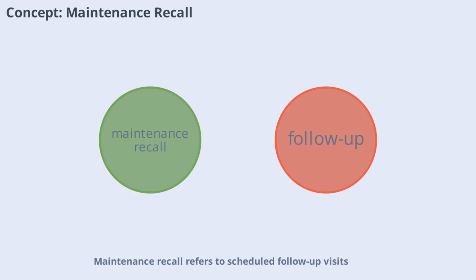Maintenance recall refers to scheduled follow-up visits, typically every 3 months, for patients with dental implants. These visits are essential for monitoring implant health, performing professional cleanings, and reinforcing oral hygiene practices. Maintenance recall is a key part of long-term implant success.